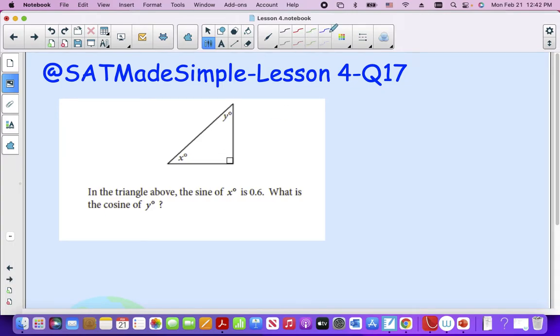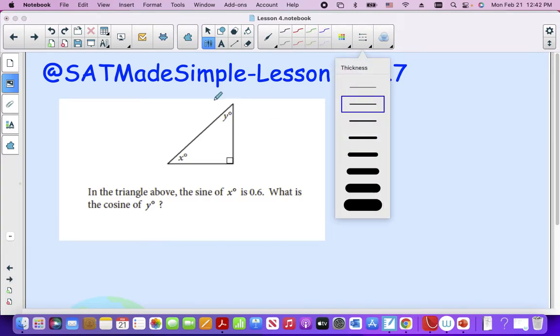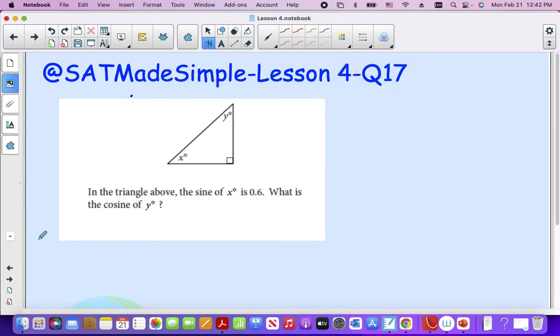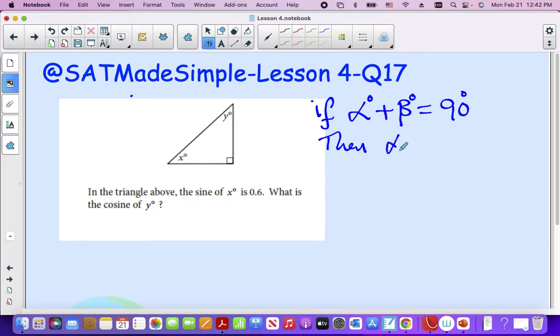The concept that we have in this question is complementary angles. If alpha plus beta equals 90 degrees, then alpha and beta are complementary angles.